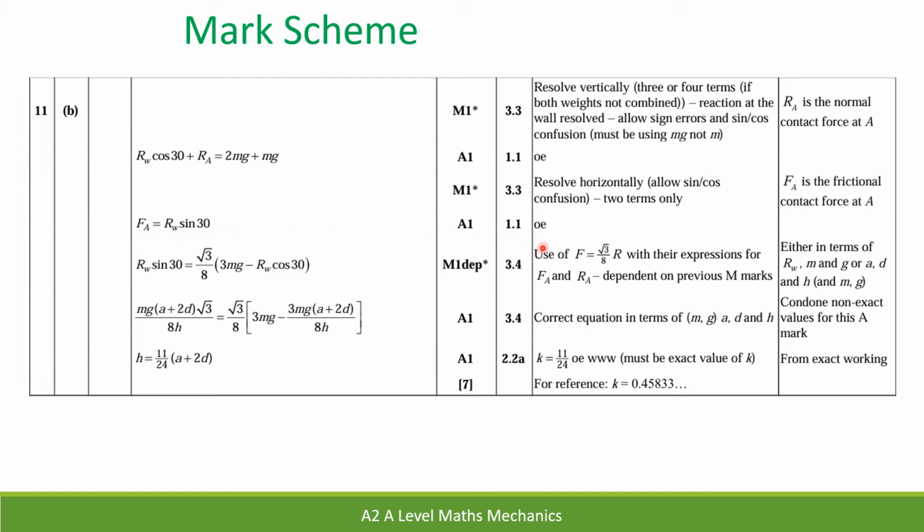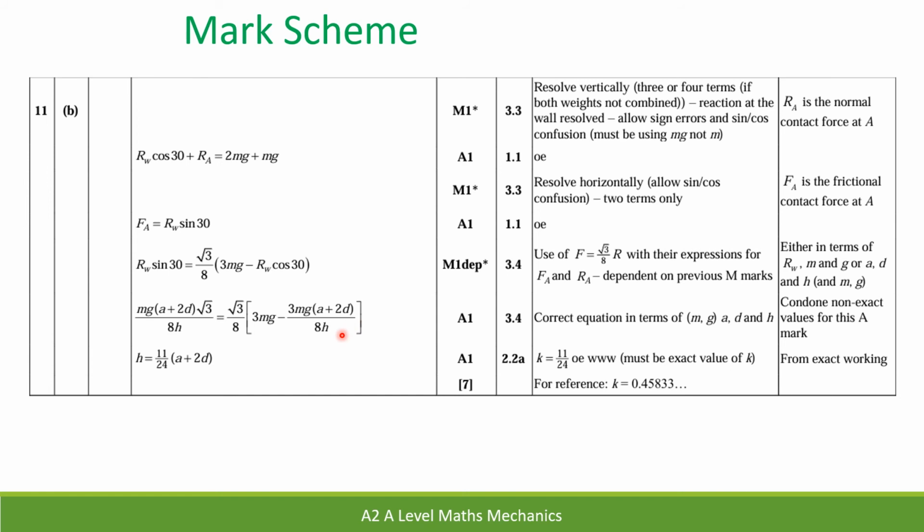OE means or equivalent. For using friction equals mu R, you get a method mark, so depending on these two answers here, you can get a method mark at this stage here. Then rearranging and solving will give you your 7th mark. So you get 2 answer marks at this stage here.